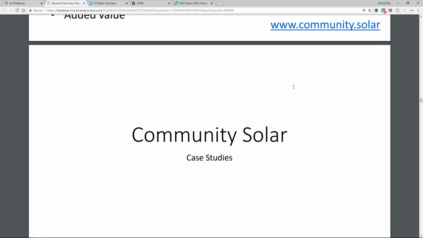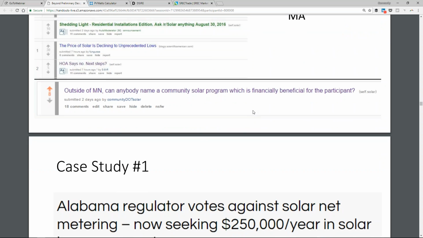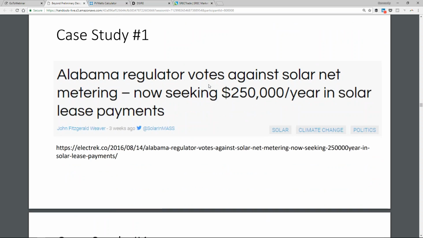Now, how does community solar fit into this context? Well, let's look at some case studies. I did some research, trying to talk to customers who participate in community solar programs and ask why they do it.